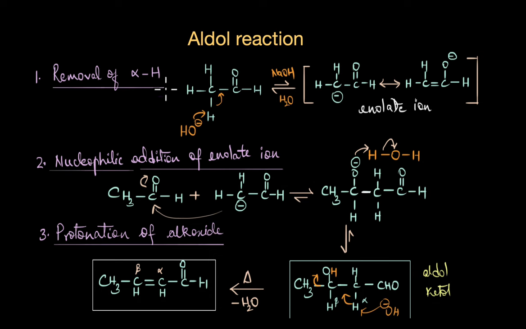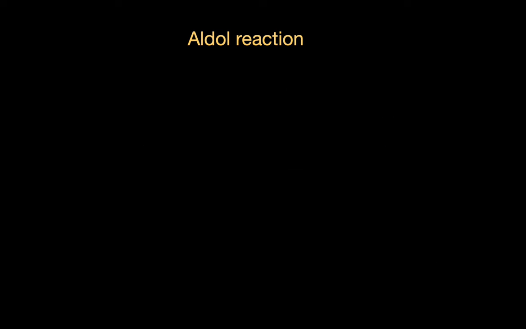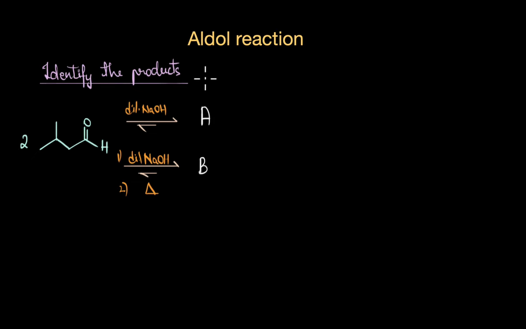So now that we've discussed the mechanism of the reaction, let's quickly solve a question. So the question is, identify the products A and B in this reaction. So the reaction begins with 2 moles of an aldehyde and it's reacting with dilute NaOH in the first reaction. In the second reaction, we have dilute NaOH in the first step followed by heating in the second step.